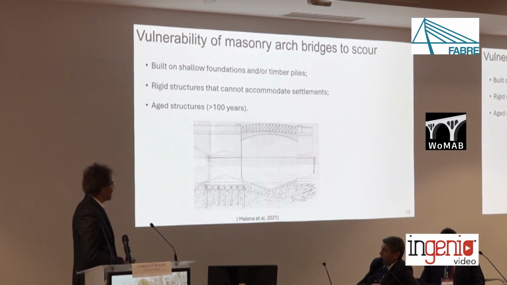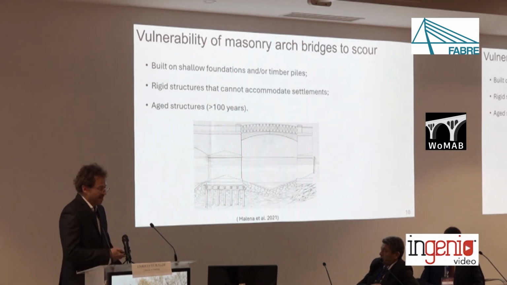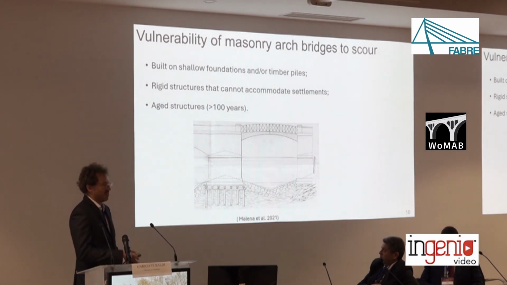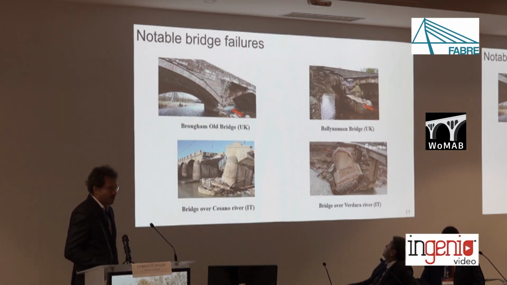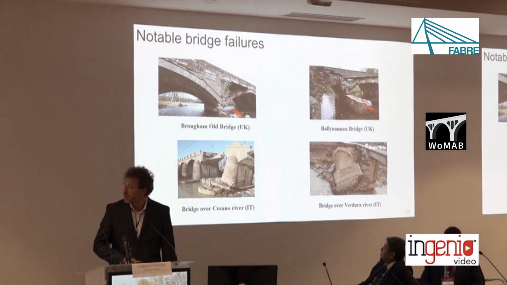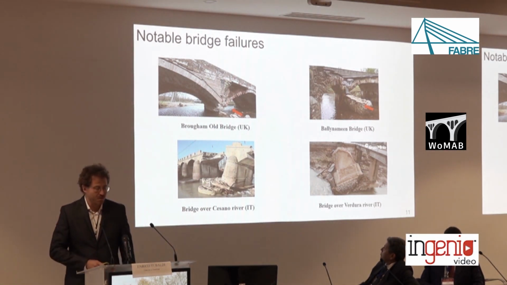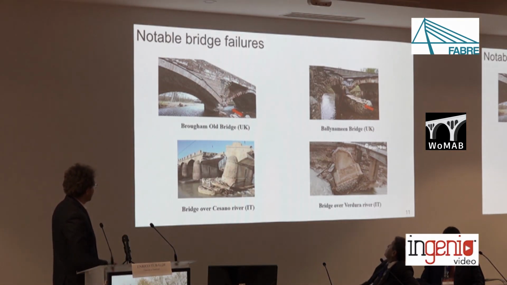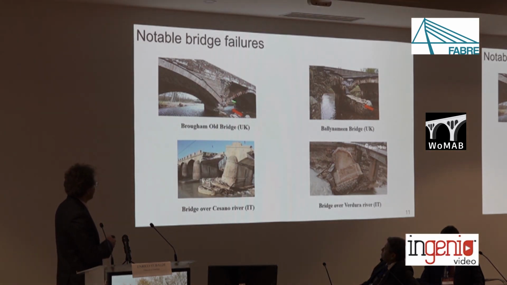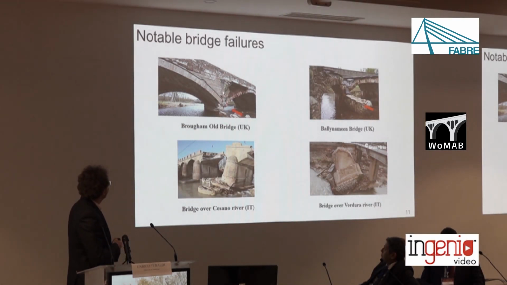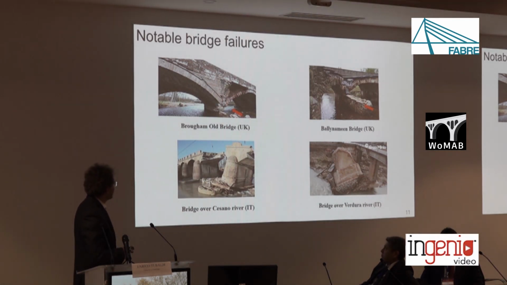But in any case, you will agree that they are aged structures that in many cases already exhibit signs of distress from other causes. Here you see some examples of notable bridge failures in the UK and Italy, just very few examples to show the common types of failure mechanisms that affect these bridges, where you often see a portion of the upper front side of the bridge that collapses, involving also the spandrel wall and part of the fill.